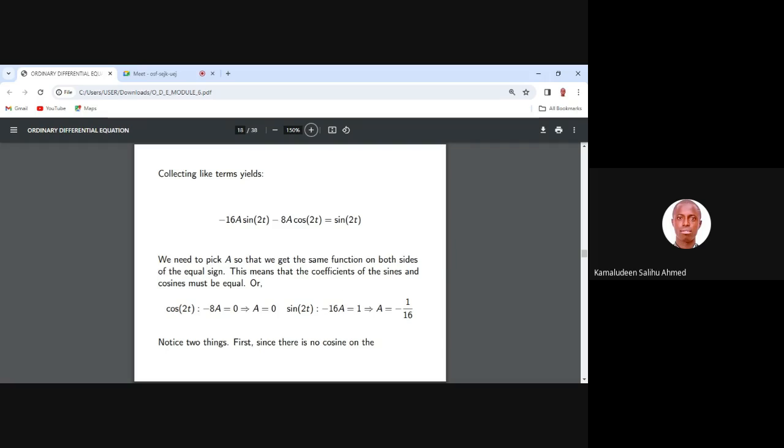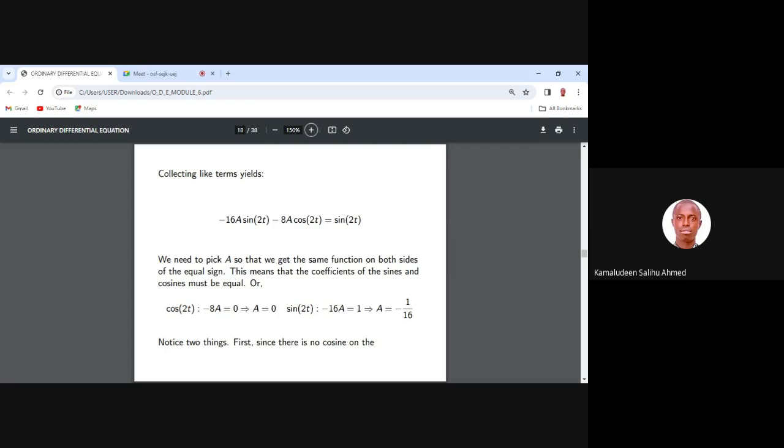While for the sine 2t, the coefficient of it is minus 16a and it is equal to what? 1, because you have it here at the right hand side and it's only one time you have it. So that's why you equate it to 1. So this implies that a is equal to minus 1 over 16.